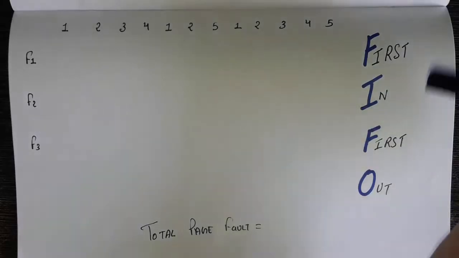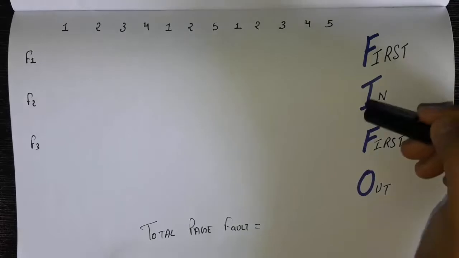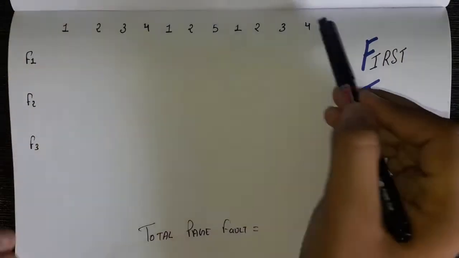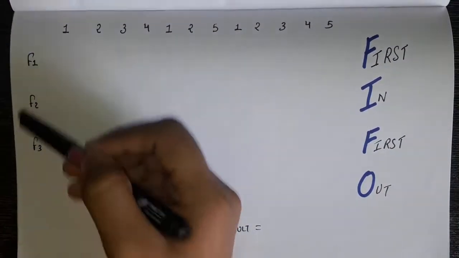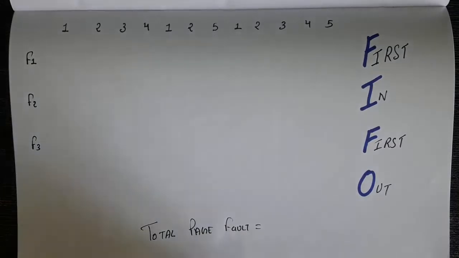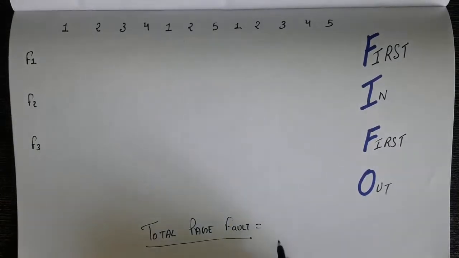The first method in the page replacement algorithm is FIFO, which is first in first out. So this is a reference string. These are the total number of frames. You can see there are 3 frames, and what we have to do is find the total page faults. So what is a page fault?